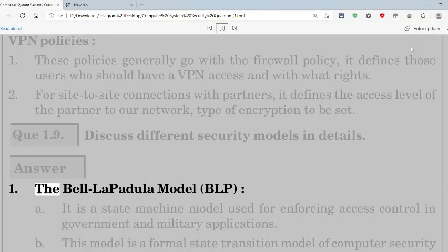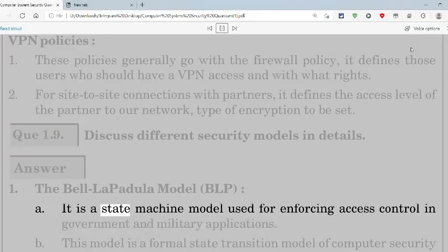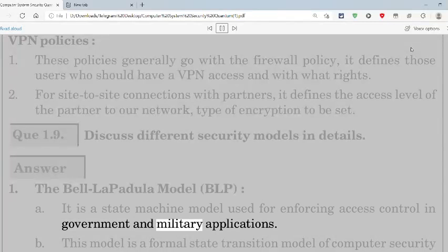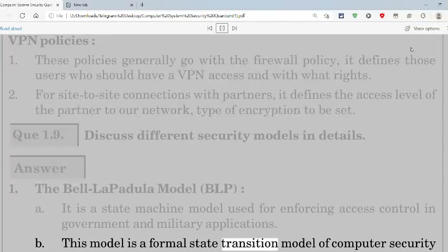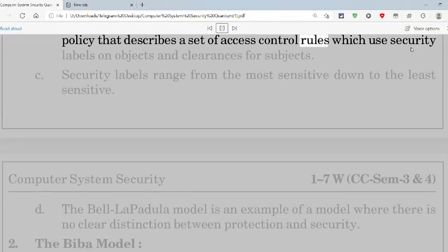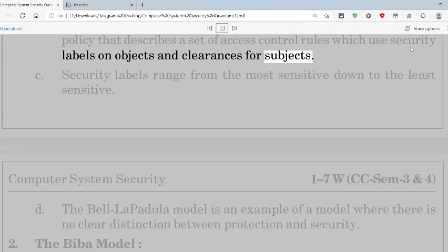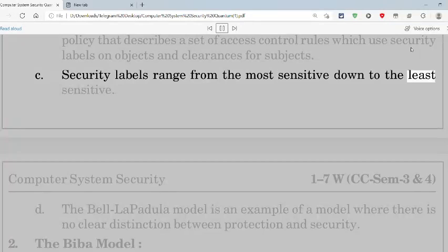Answer. 1. The Bell-LaPadula model, BLP. A. It is a state machine model used for enforcing access control in government and military applications. B. This model is a formal state transition model of computer security policy that describes a set of access control rules which use security labels on objects and clearances for subjects. C. Security labels range from the most sensitive down to the least sensitive.